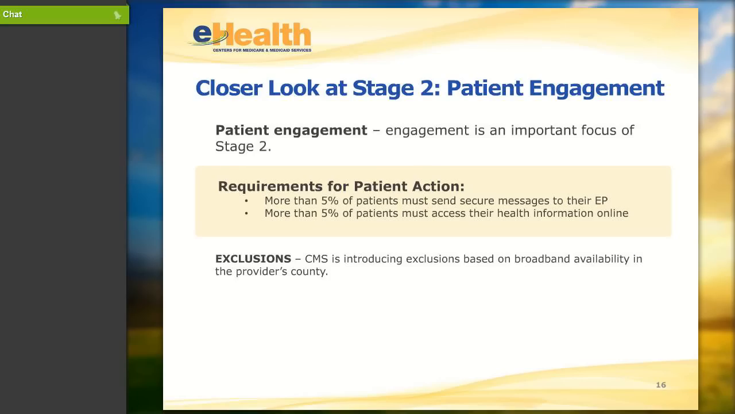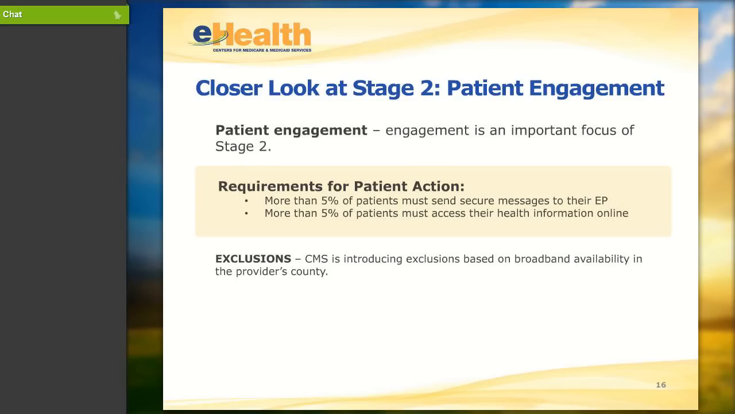But in stage 2, we have introduced some very low thresholds for patient participation as a component of meaningful use. One of those is in secure messaging. There's an objective for utilizing the secure messaging function that is built into 2014 Certified EHR Technology for the patient to actually send a secure message to the EP. And the requirement is a low threshold, but more than 5% of patients sending a secure message to the EP.